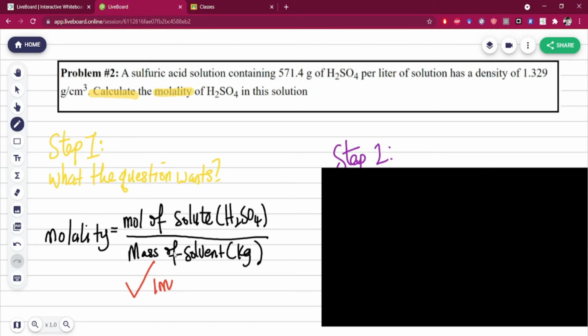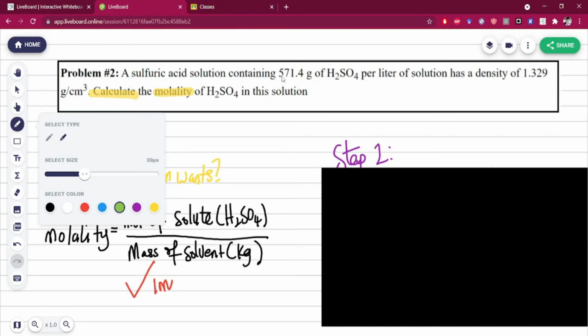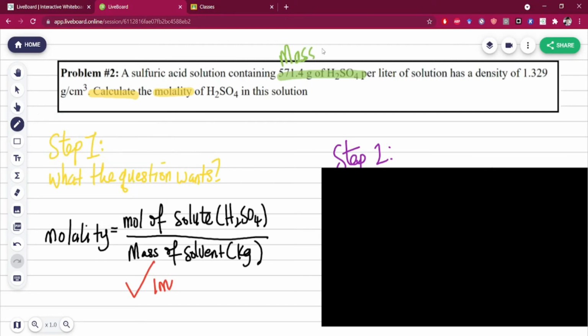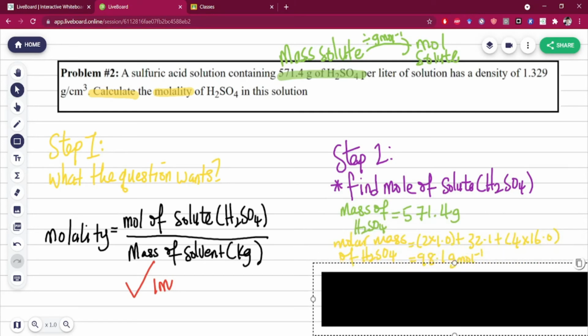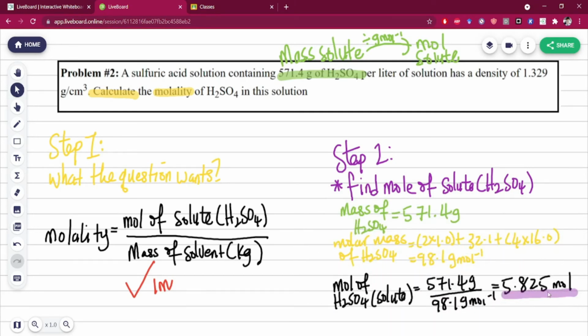And how do we do assumption then? So when you read further here, it gives you the mass of your solute. You have this mass of your solute. So when you have mass, obviously you can change that into mole of solute. And how do you do that? By dividing that with molar mass. So when I see this piece of information containing 571.4 grams of solute, I can do step two, in which I want to change that into number of mole, because that one is quite easy to be done.